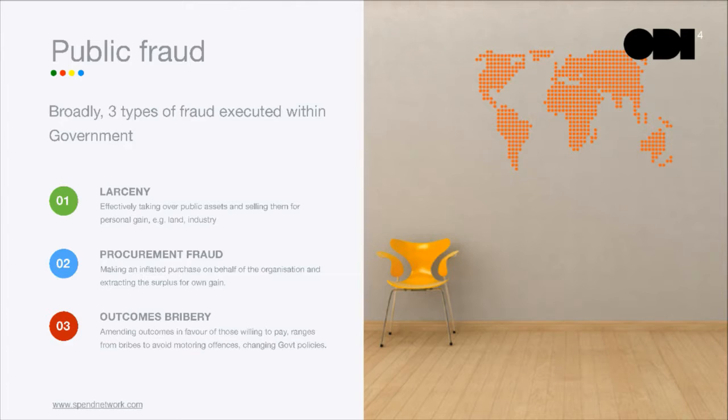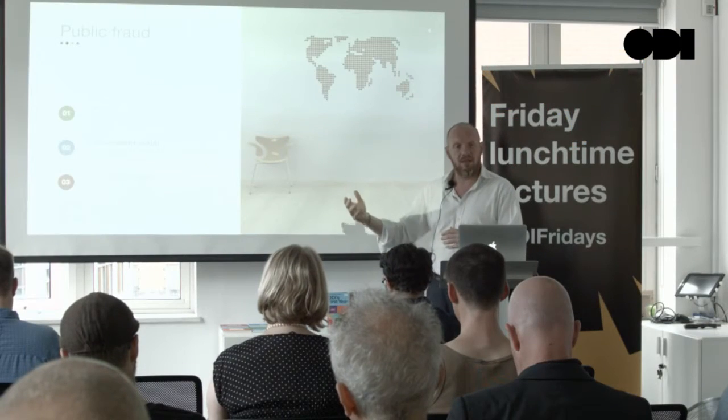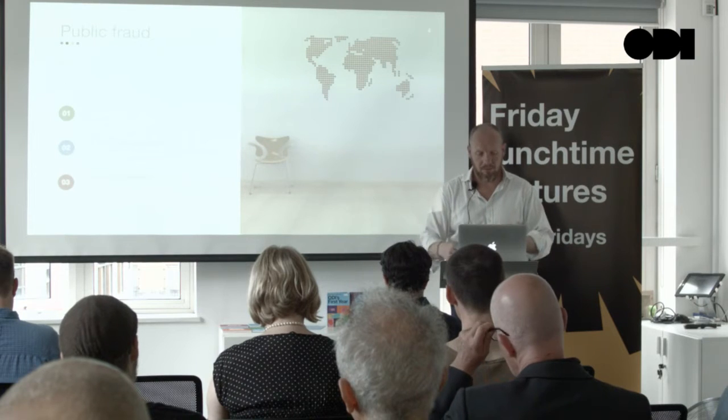Procurement fraud is really the largest area of fraud because it is about making an inflated purchase on behalf of an organization and extracting the surplus for your own gain. So you make an inflated purchase through collusion, but the problem with procurement fraud is that on the face of it, the person is acting legitimately, right? It's their job to make a purchase on behalf of this organization, whether it's buying a road or buying a taxi. The fact that it's an inflated purchase is the bit that's hard to find out.